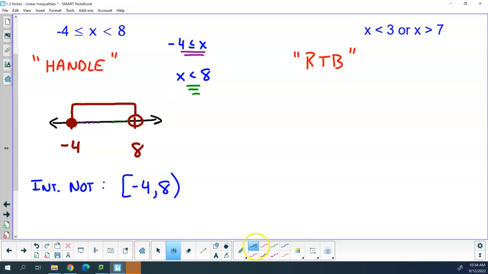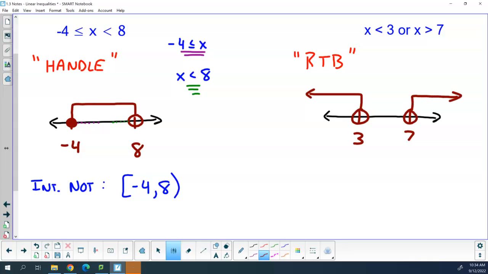Okay? So on this particular one, we're going to deal with them individually. So x is less than 3 would have an open circle at 3, and it would be going that way. x is greater than 7 would be like that. So it literally looks like the oars of a rowboat, okay? Which is why we're rowing the boat.